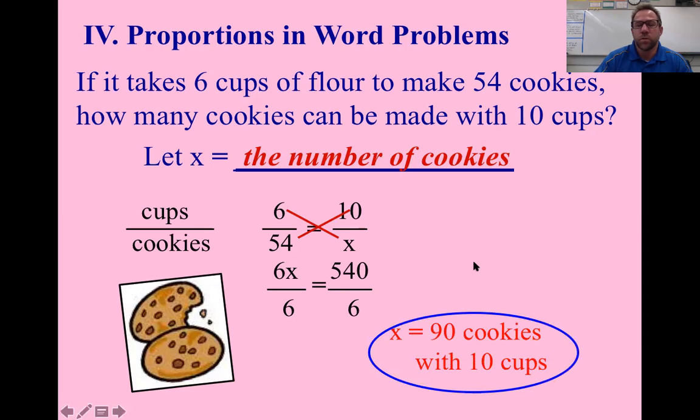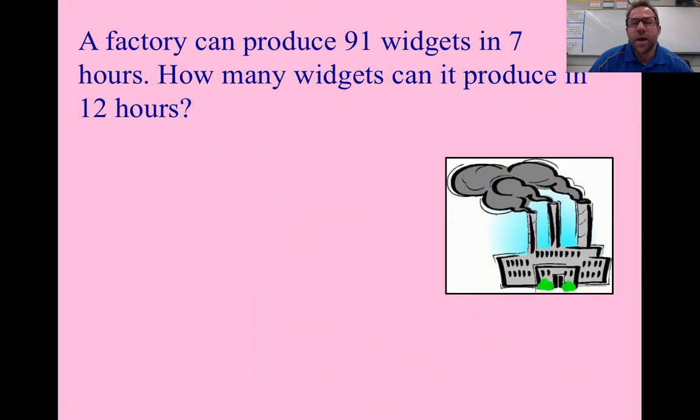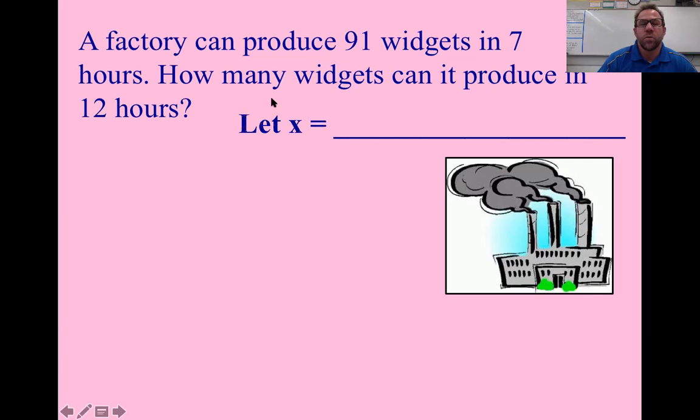Okay? All right, one more word problem in this lesson. A factory can produce 91 widgets in 7 hours. How many widgets can it produce in 12 hours? Okay, I don't even know what a widget is, but it doesn't really matter. It's just kind of a funny word. So we've got a factory, and it can make 91 widgets in 7 hours. We want to figure out how many widgets it can produce in 12 hours. So the number of widgets, that's what our X is representing.